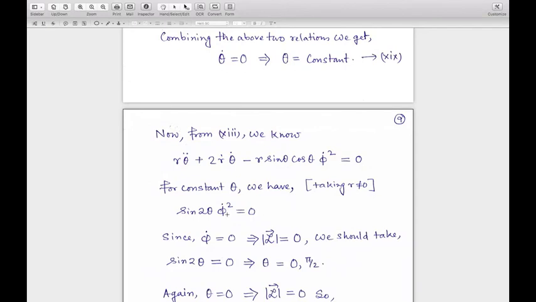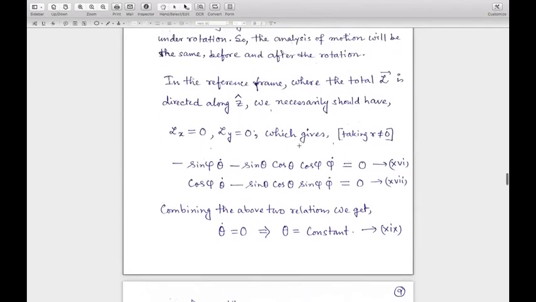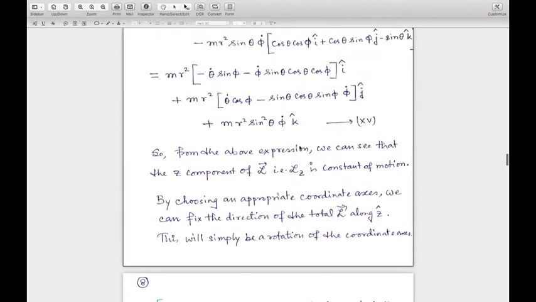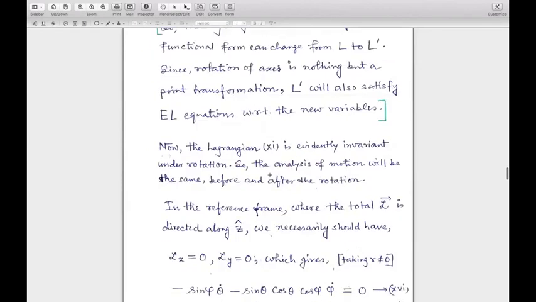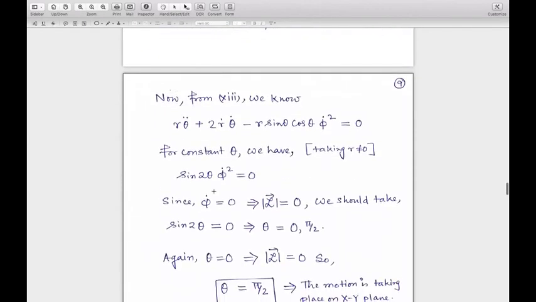Again, phi dot cannot be 0, because if phi dot is 0, then the total angular momentum, which we have now fixed, would vanish, since phi dot is there. So phi dot cannot be 0. What about sine 2 theta? Can sine 2 theta be 0? Well, sine 2 theta can be 0 if theta is equal to 0 or pi by 2, right? In the framework of spherical polar coordinates, only those two angles are possible, because sine 0 is 0, and sine pi, sine 180 degrees, is also 0.